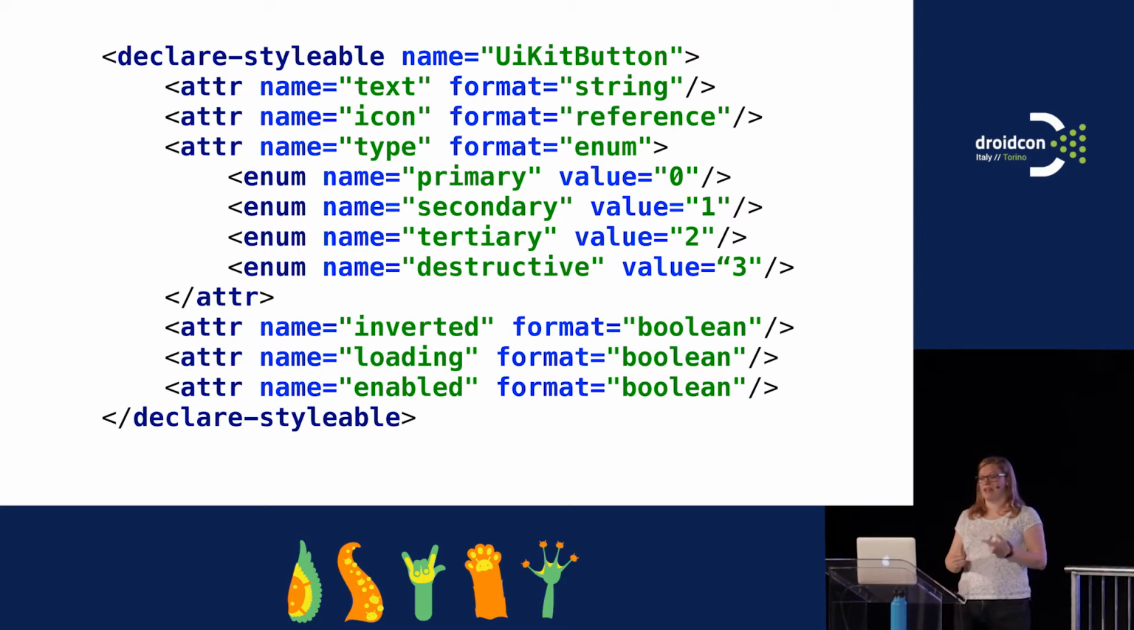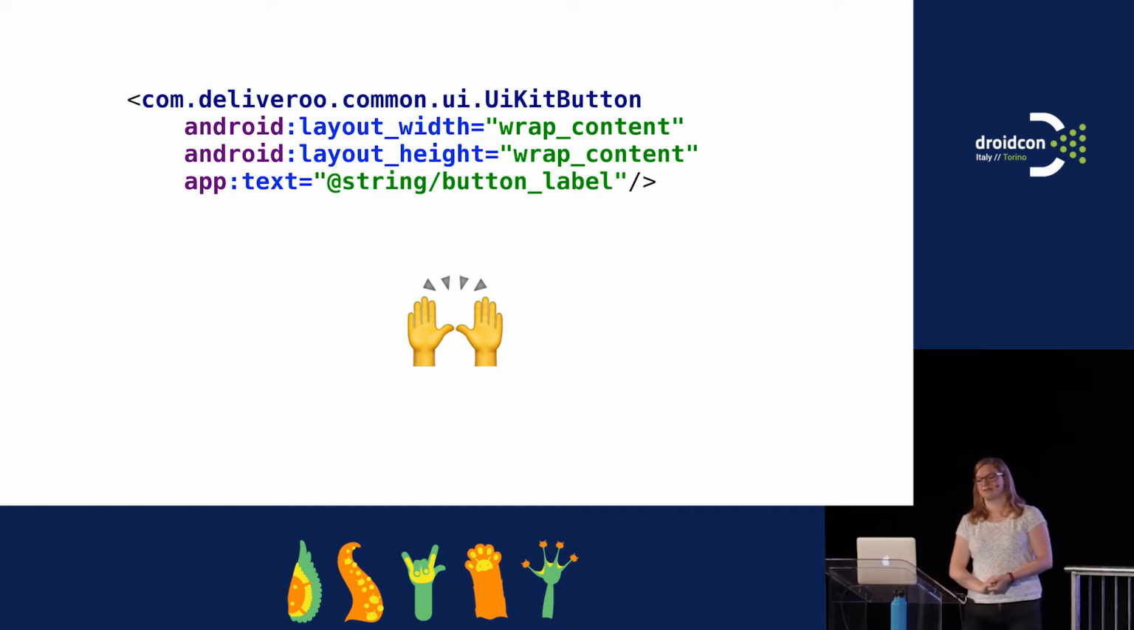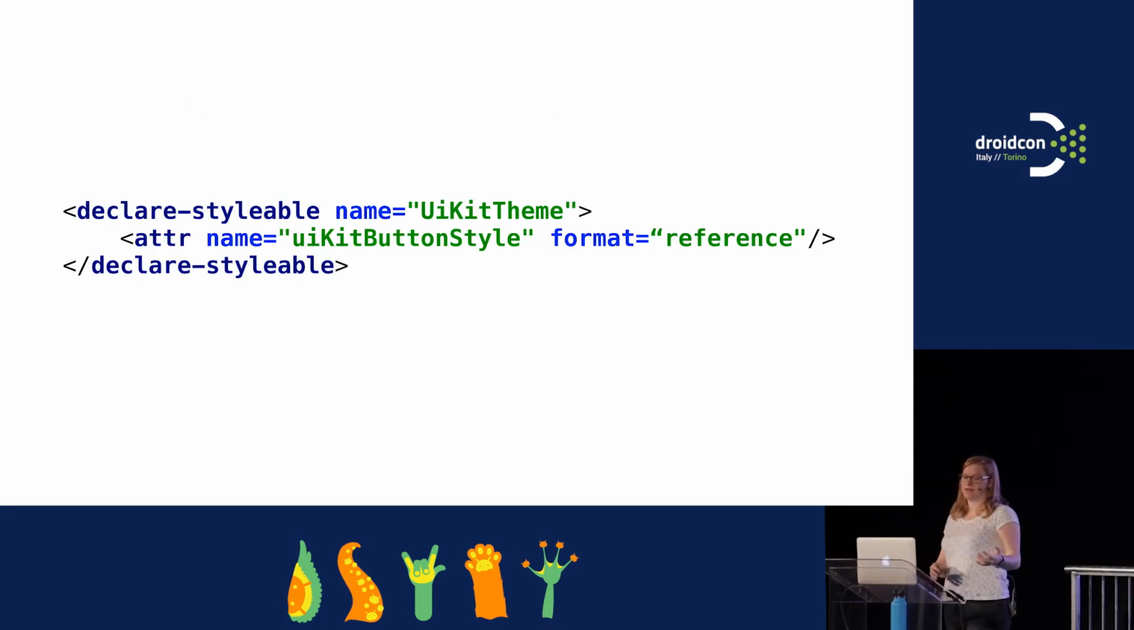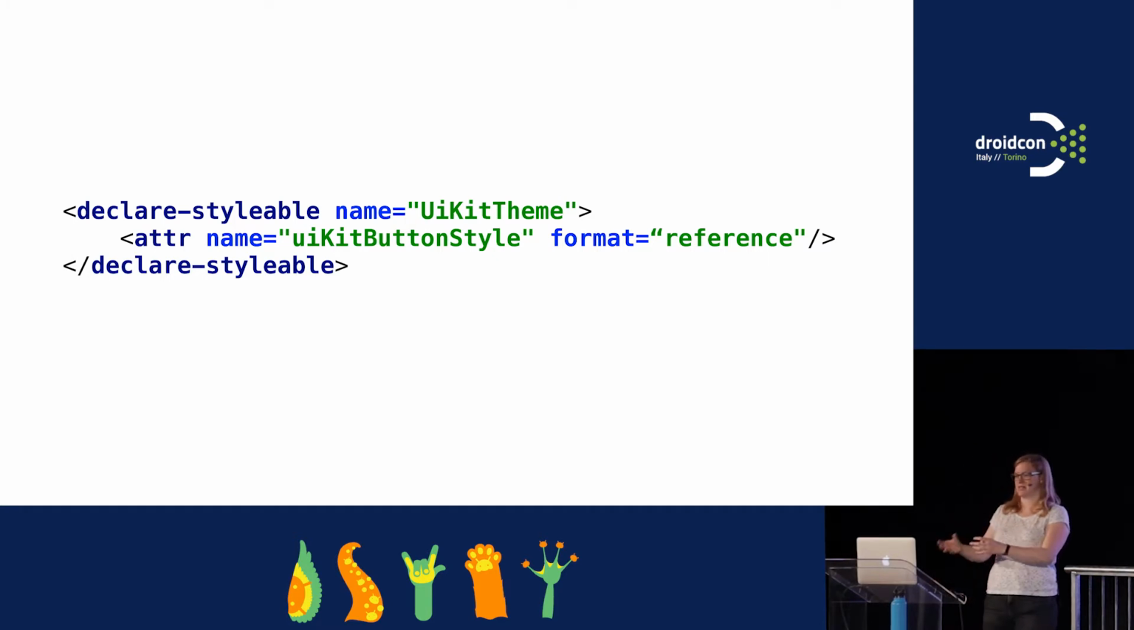So if you want an enabled button, with a primary type, no inversion, no loading, no destructive state, and without an icon, you just need to set the text. So it's very easy to use. We also made it possible to actually set those properties differently by a theme, by setting up a style attribute. So if you have a dark screen that needs the inverted button type, you can set the inverted property to true for this theme.